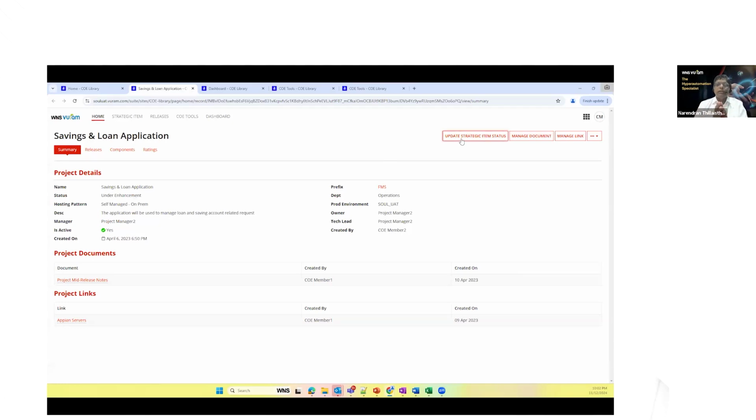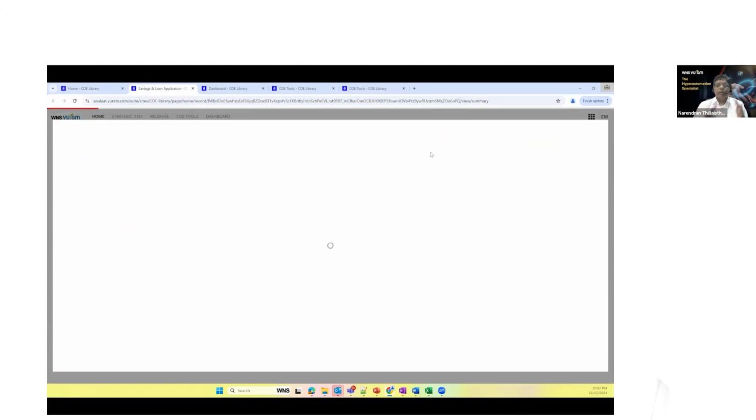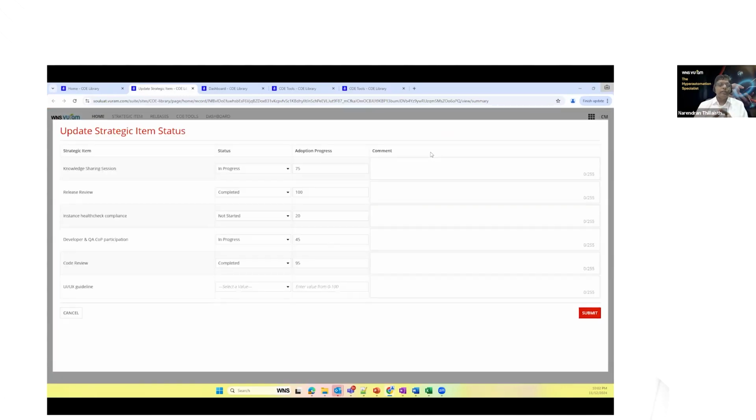you may want to bring a certain set of what we call strategic items. These are, for example, do you conform to UI UX standards? Do you conform to release mechanisms? Do you have a checklist for code review? Are you complying by it?